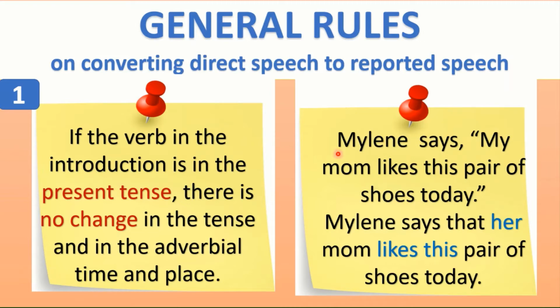Example: Mylene says, "My mom likes this pair of shoes today." Okay. So the verb is in the present tense, says. And what are the pronouns that you're going to change? Okay, we have one. That is my. Then, take note of the verb. It is in the present tense. So you retain the tense because the rule says that there must be no change. So the reported speech is, Mylene says that her mom likes this pair of shoes today. There is no change also in the demonstrative pronoun and in the adverbial time. So it's still today.